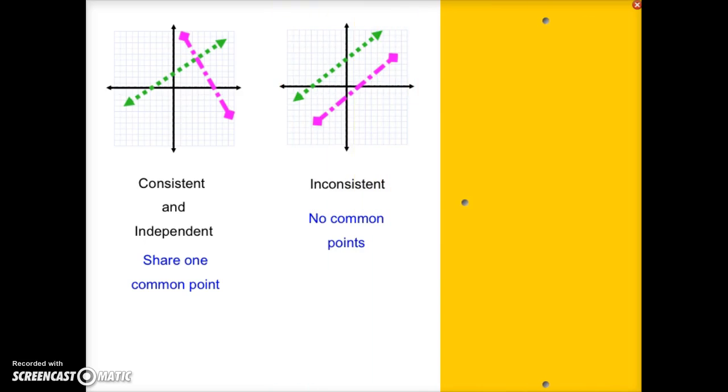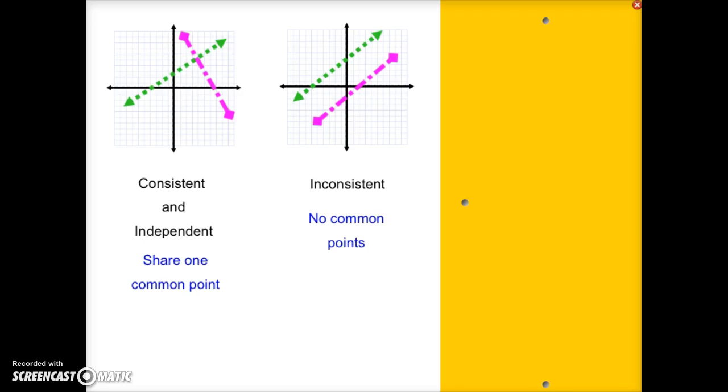Second most probable case is you have parallel lines. In this case, the parallel lines do not share any points in common because they do not cross. This is said to be an inconsistent system. The point is there are no common points of the lines.